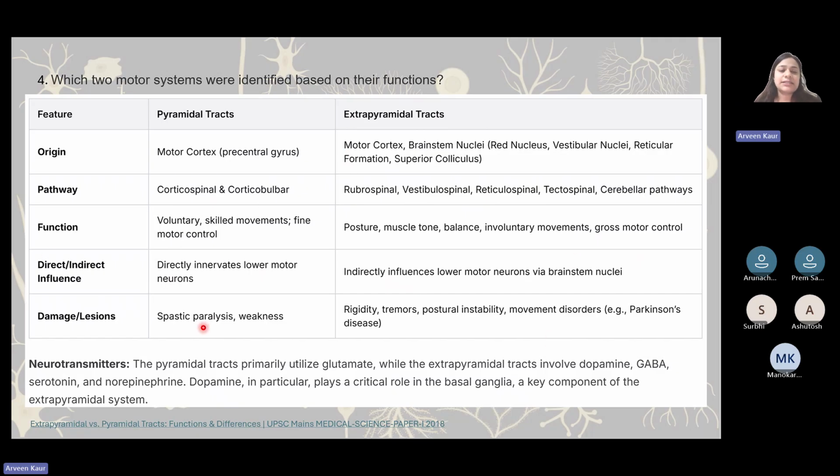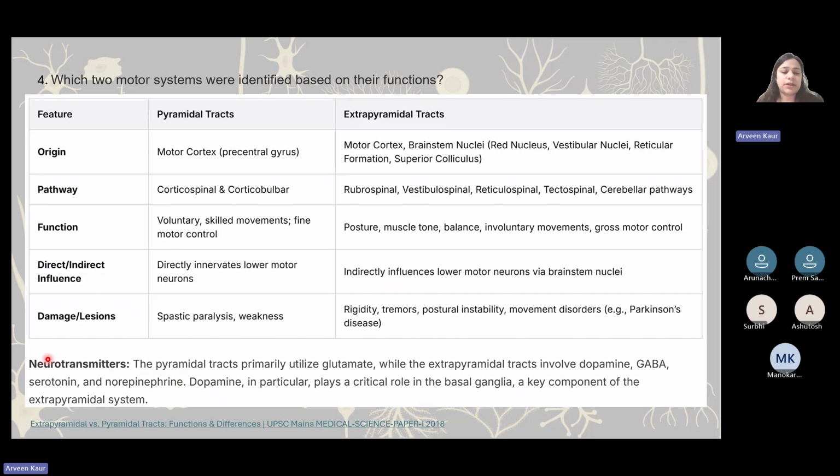Then for pyramidal tracts, the lesions or damage associated with it are spastic paralysis or weakness. There are multiple others also. And for extrapyramidal tracts, the damage or lesions linked to it are rigidity, tremors, postural instability, or movement disorders such as Parkinson's, right?